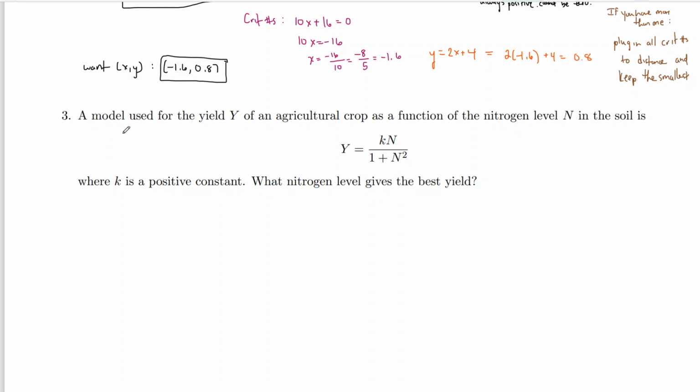Well, let's go ahead and read the problem. It says, a model used for the yield capital Y of an agricultural crop as a function of the nitrogen level N. I do want to point out what that means. This means N is the variable. Any other letter in our equation, which you can see there's a k here, is not going to be a variable. It's just capital N. And it's given by Y equals this, k times capital N divided by 1 plus N squared.